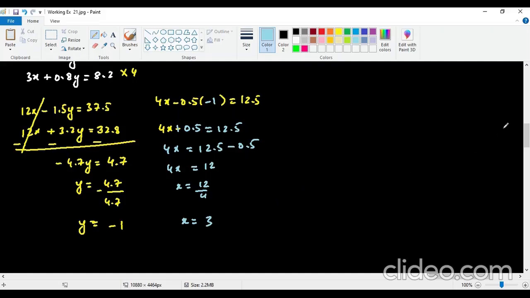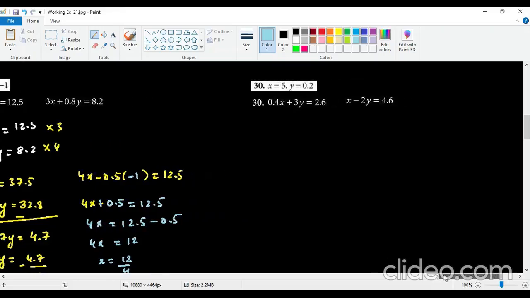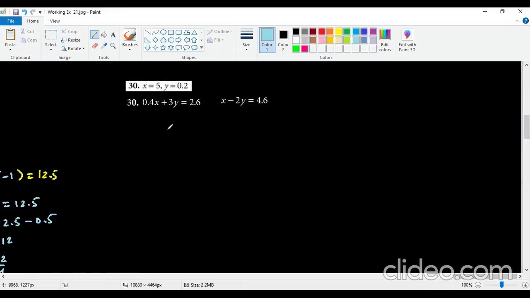Now moving on to the next question, which is the last question of this exercise. In here again same decimal values. I know very well 0.4x plus 3y equals 2.6, and this one is x minus 2y equals 4.6. But this time I'll do a little trick with this. I will make y equal instead of x. So I multiply this one by 2 and this one by 3.